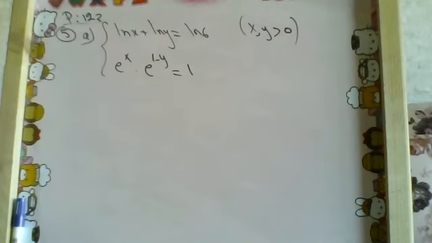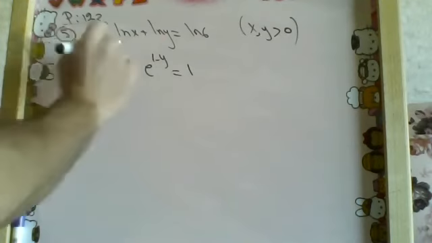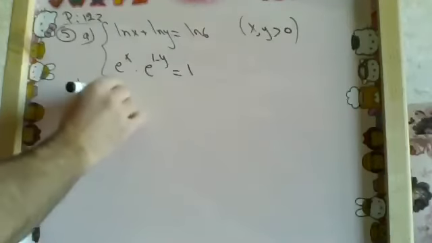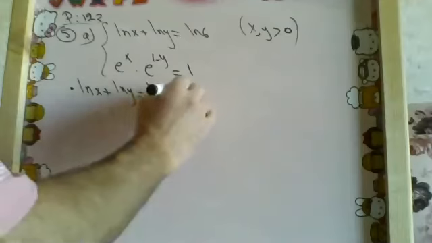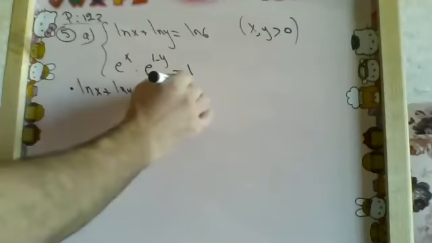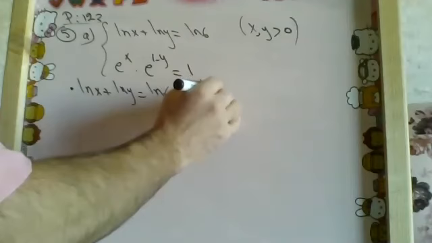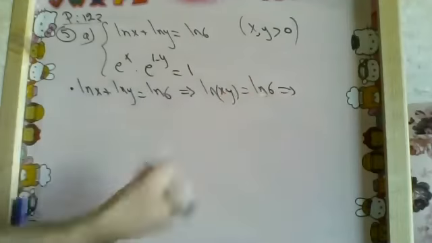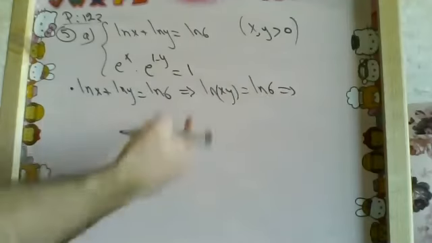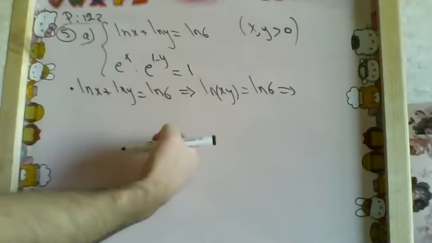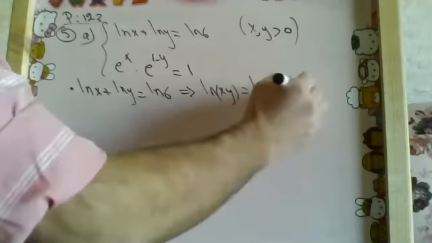ln x plus ln y equal ln 6. The first one, our equation: ln x plus ln y is equal to ln 6. Then ln a plus ln b is ln ab. So ln xy is equal to ln 6. And so, you know from the previous chapter, if ln a equals ln b, then a equals b. So xy equals 6.